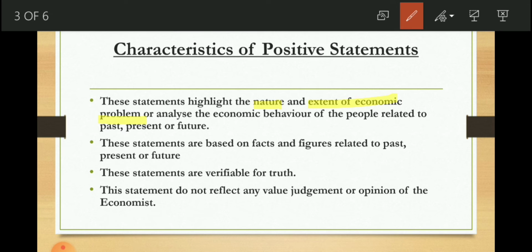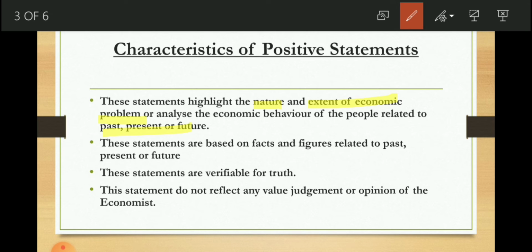It tells us. And in the second statement, on the eve of independence, we mentioned that this was happening before independence and this is happening after independence. So we are talking about both the past and the present, and some statements also consider points related to the future. The second characteristic is that these statements are based on facts and figures related to the past, present or future.